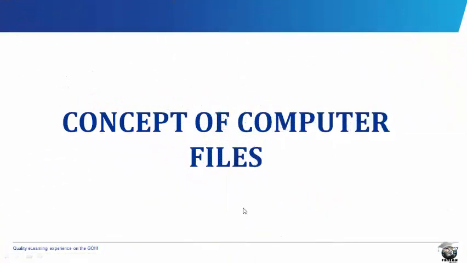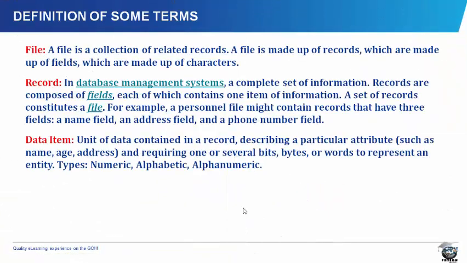Concept of computer files. A file is a collection of related records. A file is made up of records, which are made up of fields, which are made up of characters. A record in a database management system is a complete set of information. Records are composed of fields, each of which contains one item of information. A group of records constitutes a file.